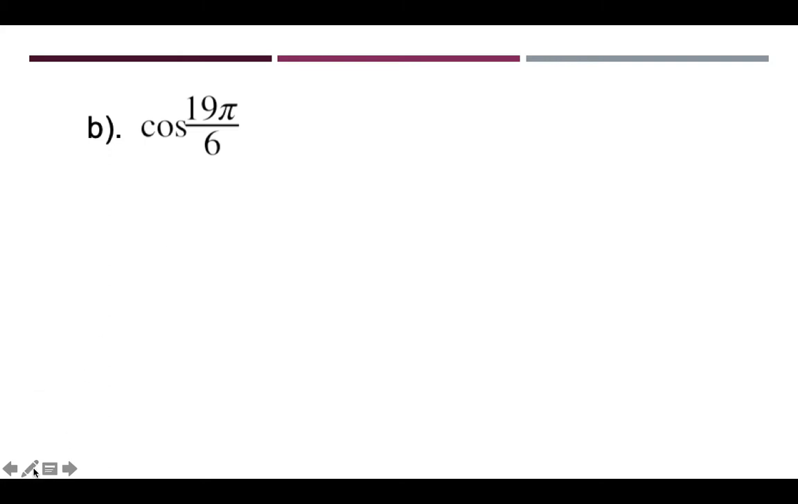Let's do another one. 19 pi over 6. You got 19 pi divided by 6. Oh, that's a nice 6. Got to convert.